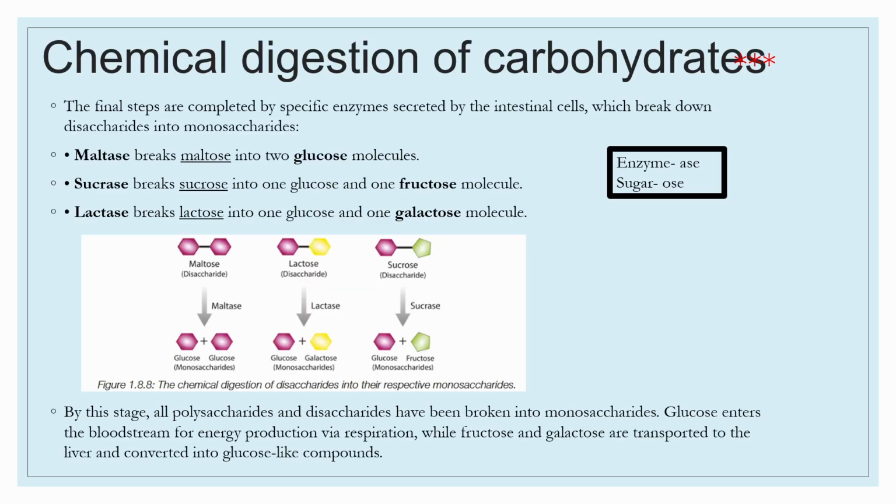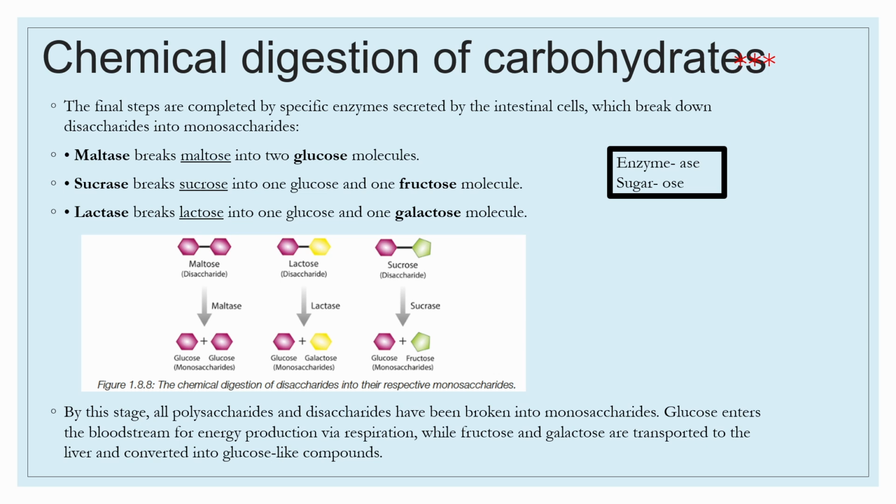Chemical digestion from these disaccharides into monosaccharides is driven by specific enzymes. Maltase breaks down maltose, a disaccharide of glucose, into two individual glucose molecules, which can enter the bloodstream and be used by the body.